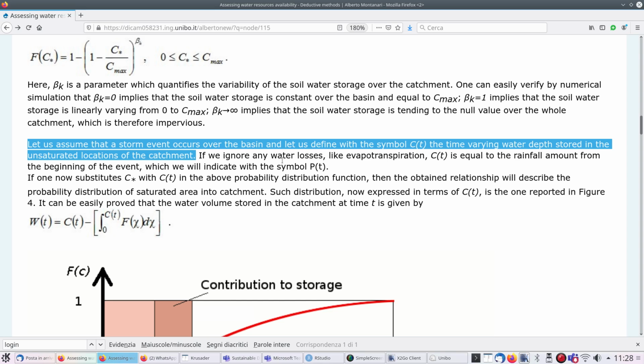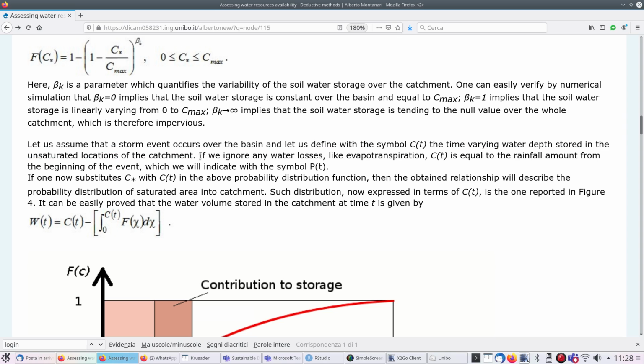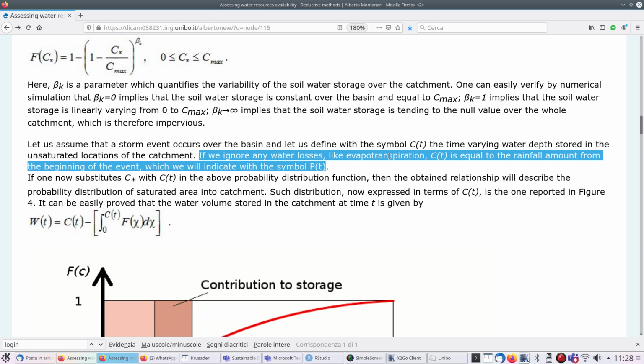Actually, if we ignore any water losses like evapotranspiration, C(t) is equal to the rainfall amount from the beginning of the event, which in the future we will indicate with the symbol P(t), P(t) for rainfall. So when we say that C(t) is the water depth stored in the unsaturated locations, it means that it is equivalent to the rainfall amount from the beginning of the event, because in the unsaturated location, everything that rains is stored, as I said. Of course, we have to ignore evapotranspiration. To equate water storage with precipitation, we need to ignore evapotranspiration and any other loss.